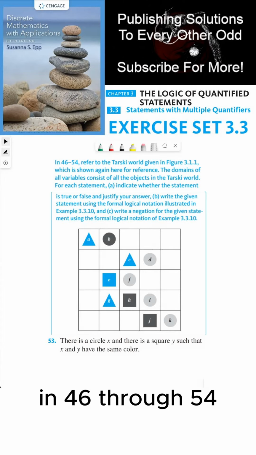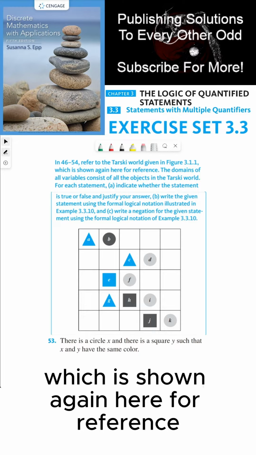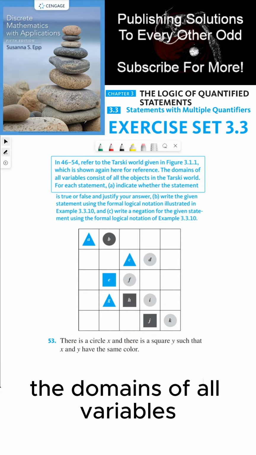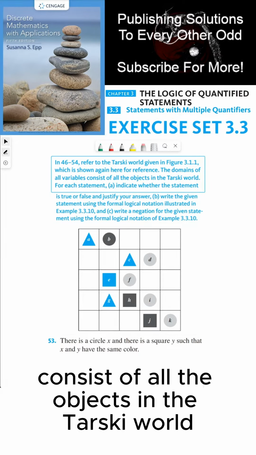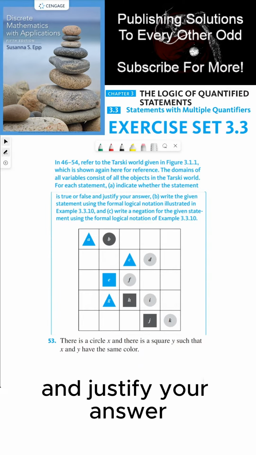In 46 through 54, refer to the Tarski world given in figure 3.1.1, which is shown again here for reference. The domains of all variables consist of all the objects in the Tarski world. For each statement, part A says indicate whether the statement is true or false and justify your answer.